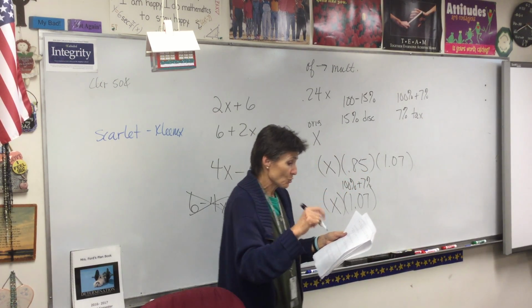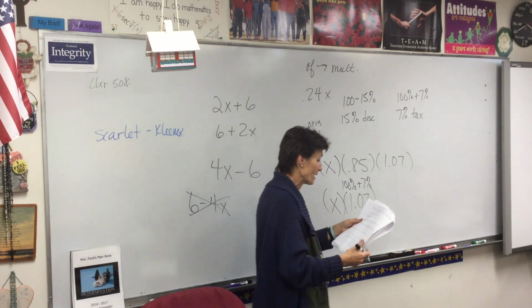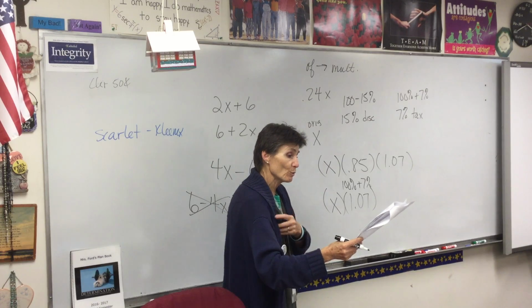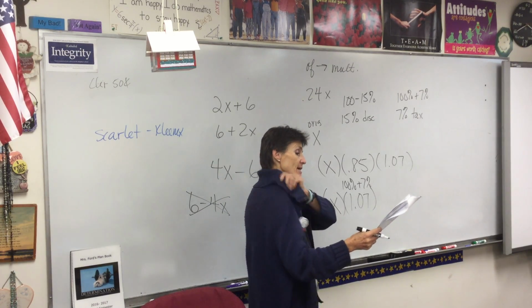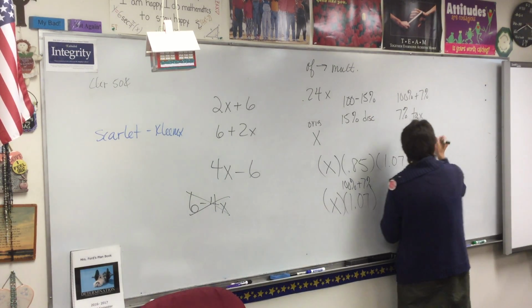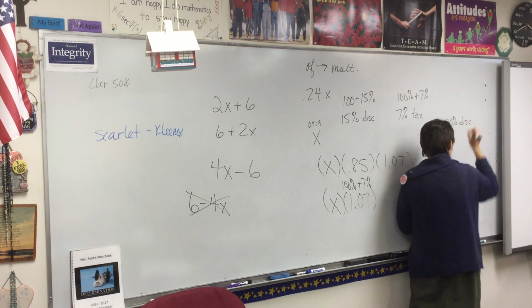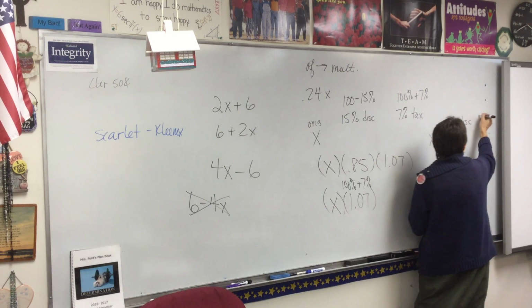Let's go down to H. We'll come back and get the other two, but let's do H right now. The final cost of an item whose original price is X, if there is a 20% discount, so we have a 20% discount, and we have a 7% tax.